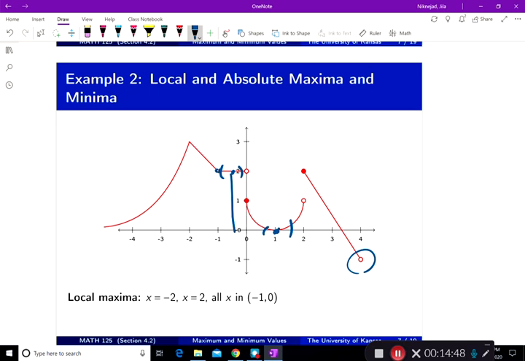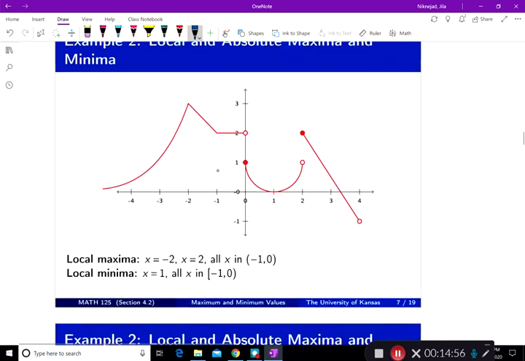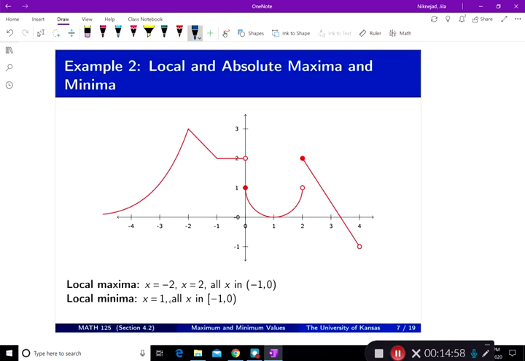Also, this endpoint is included. That endpoint works as a local min. So the local min happens at x equal to 1, and also for all x in (-1, 0), excluding over here. And then for these points, the value is going to be 1. For that point, the value is going to be 0.